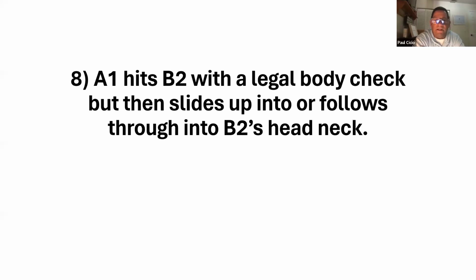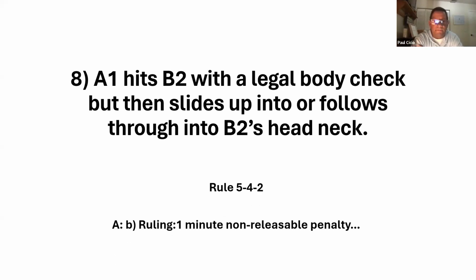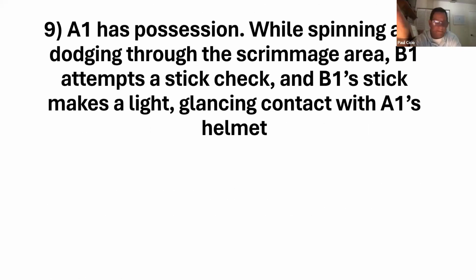A1 hits B2 with a legal body check, but then slides up and follows through into B2's head and neck area. What do you guys have there? Ruling: 1 minute non-releasable. And we call that indirect. So the check started legally and then it rode up and became illegal, so that's indirect, 1 minute unreleasable. Remember, we have our indirect, direct, and our flagrant and excessive fouls of 3 minutes. So just remember the tier there.